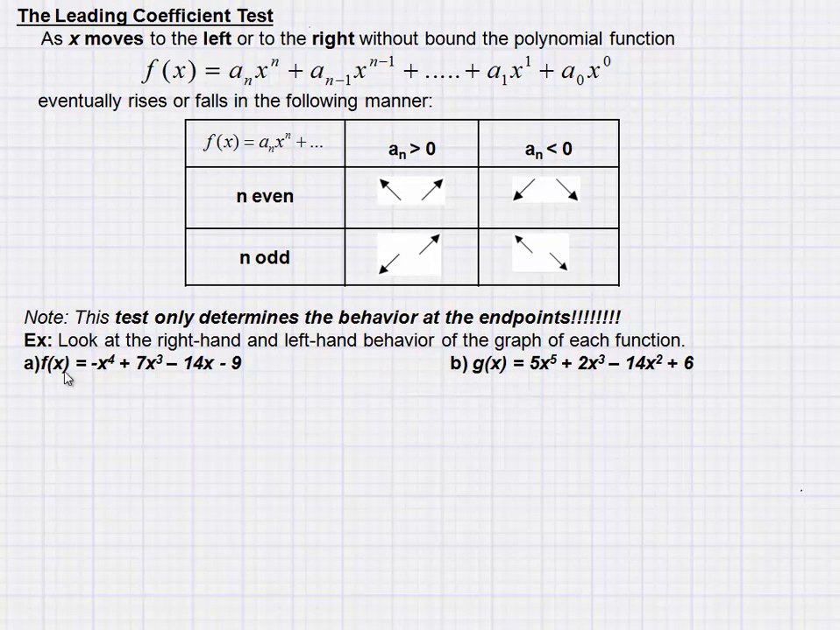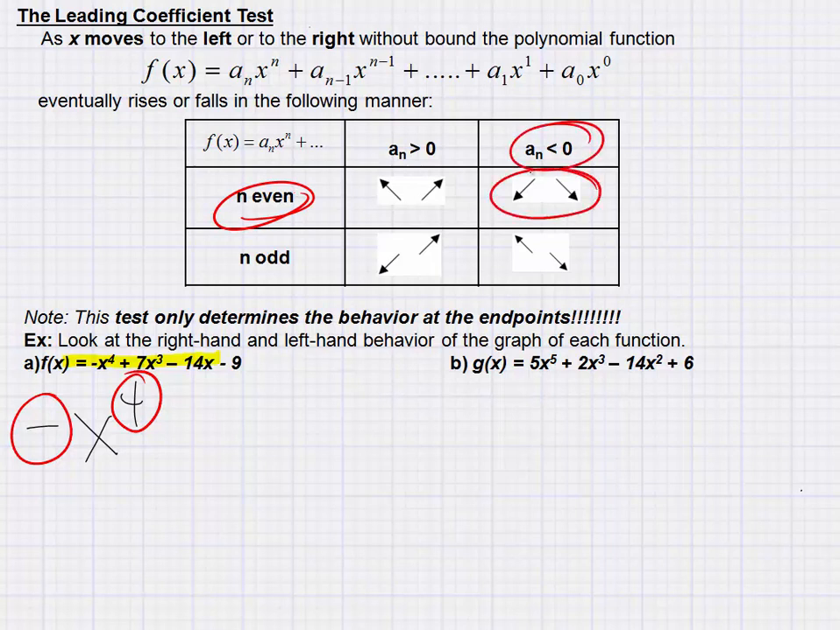So for this example, f of x equals negative x to the fourth plus 7x cubed minus 14x minus 9. The key is this negative x to the fourth. This is your degree, this is your leading coefficient. So I have an even degree and I have a negative coefficient. So this is the behavior at the ends of my graph. Now what happens in the middle, we don't know, but at the ends, this is what's going to happen.